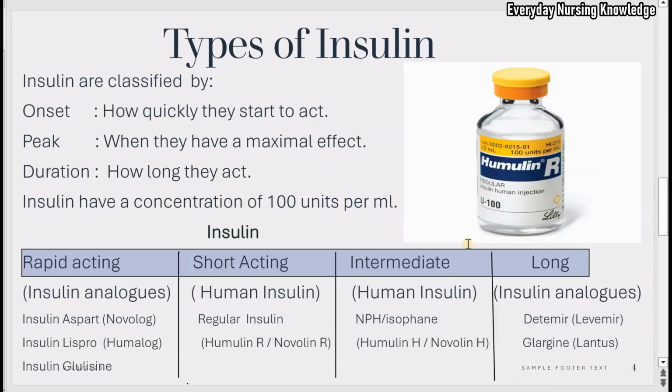Now let's see the types of insulin. Insulin is classified by its onset, peak, and duration of action. Onset is how fast it acts, peak is when it gets its maximum effect, and duration is how long it acts. In the United States, insulin has a concentration of 100 units per ml.